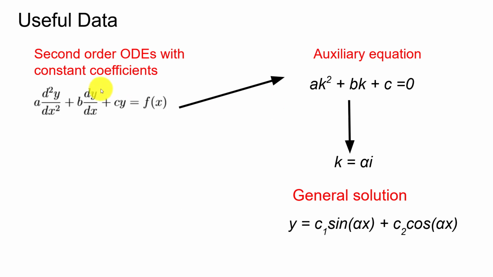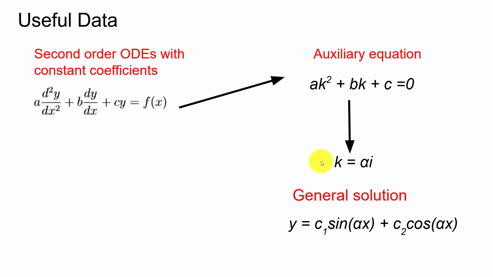Here we are given a second order ODE with constant coefficients. Here A, B, C are constant coefficients in the problem. For this kind of problem you can write an auxiliary equation in this particular form based on these coefficients, where k is unknown, and when you solve this you will get some solution. Based on this solution you can write a general form for the differential equation.